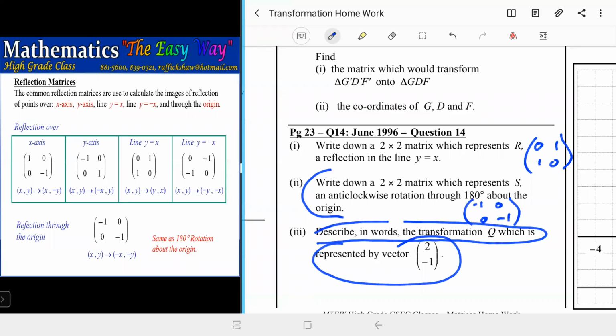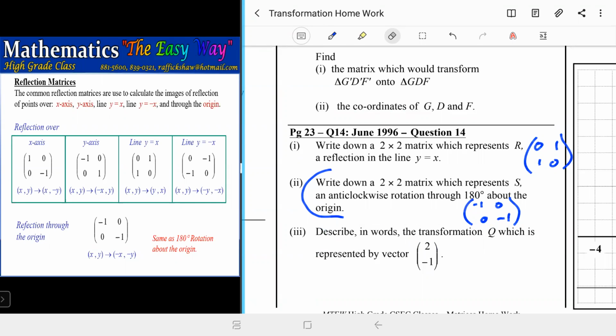This transformation right here is a translation, you know. 2 units to the right, 1 unit downwards. See? The translation matrix, that you know. That's a translation transformation. So in this case, Q is a translation. This one is the translation that we just looked at: 2 units to the right, 1 unit downwards. So this would move an object 2 units this way and 1 unit down to there. That's what this will do.